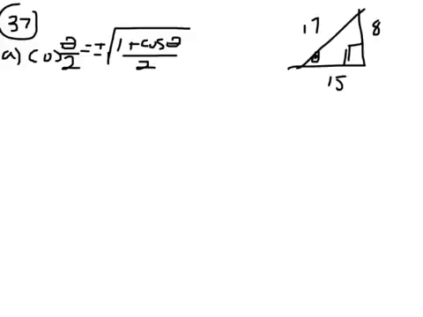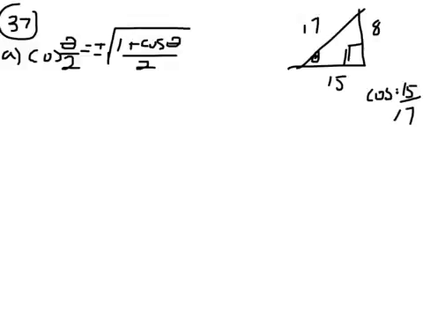So I can see that I'm going to need to know the cosine here, right? What is the cosine of that angle? Adjacent over hypotenuse would be, what, 15 over 17, right? If you look at just the regular triangle. So that's what I'm going to be plugging in here.